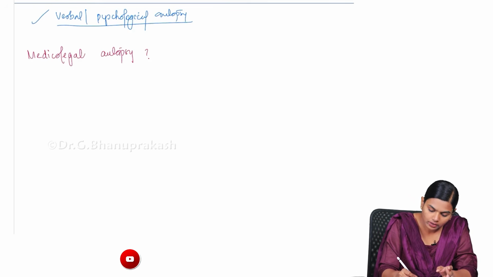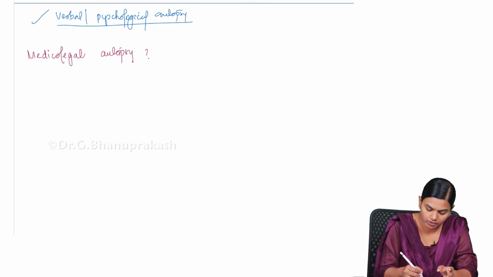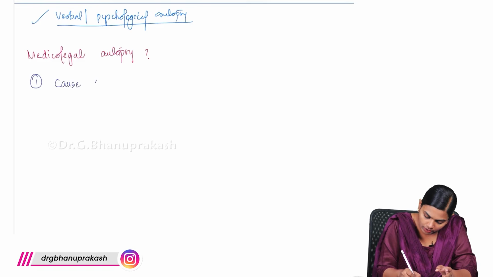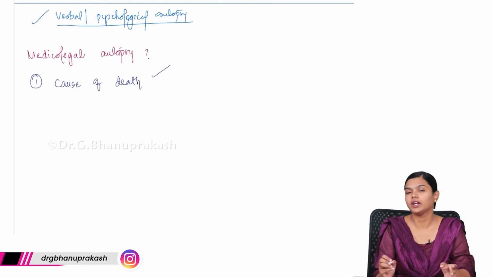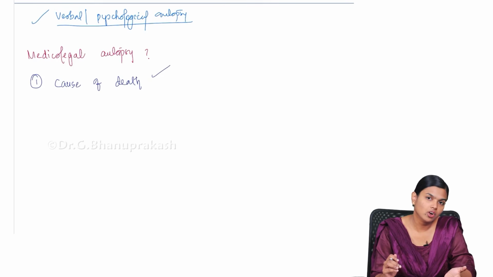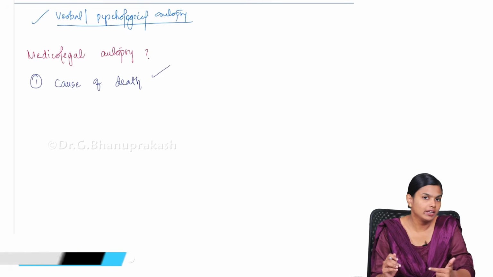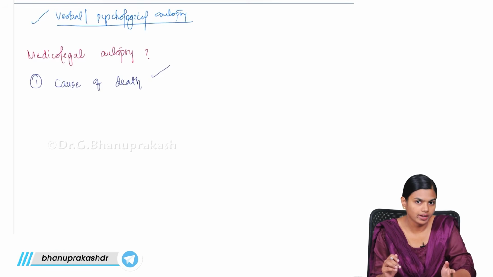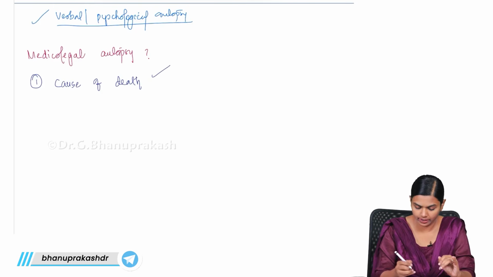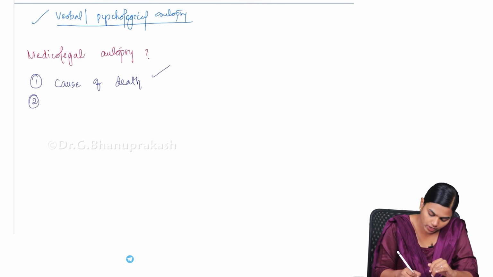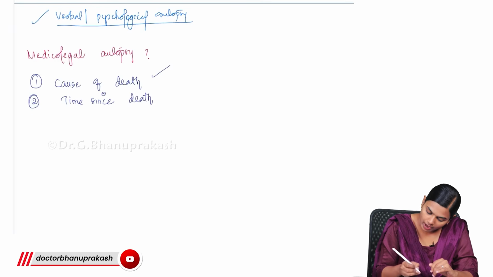What is the important thing that you find out by autopsy? The first and foremost thing in a medico-legal autopsy is to find out the cause of death. Cause of death is the first and foremost reason for doing an autopsy, because when the investigating officers go and don't find any cause of death, only then will they ask for autopsy, right? So the primary motive for doing the autopsy is to find out the cause of death. That is the first thing. Next thing they will ask for is the time since death. What is the time since death?